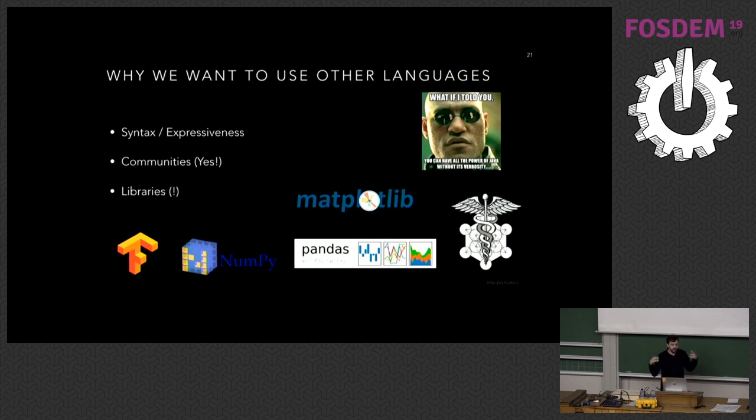Why would we use other languages? Well, it's kind of clear, I guess. Syntax, expressiveness, communities is a big point, because there are a lot of people who simply don't like Java for various reasons, which I can understand. I really like Java, but it's okay. But we also have a lot of libraries, which is an important factor. Libraries like TensorFlow are really huge and simply not available in Java. So that's a good reason to use Python.